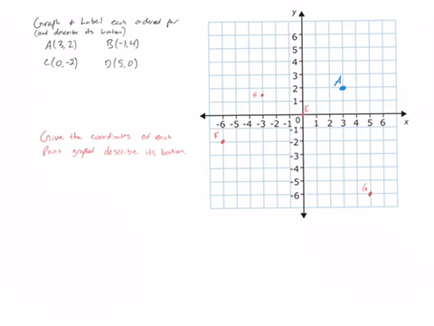B is at -1, which would be left 1 on the x-axis, and then up 4. So right here, that's point B. Point C, notice the x is 0, and the y is -2, so that's going to be the point right here, where x is 0 and y is -2. That's the point C. And the point D is (5, 0), so it means x is 5 and y is 0, so it's going to be right here on the x-axis. That's the point D.